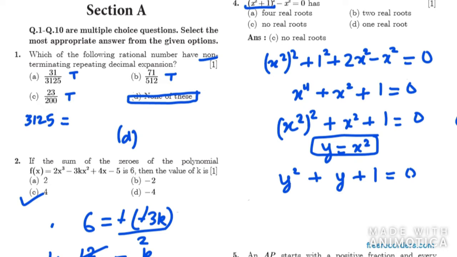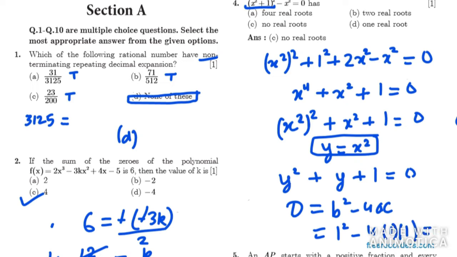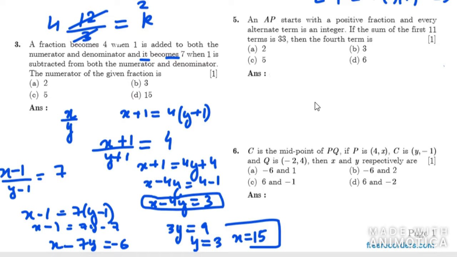Now we can make use of discriminant method like D. So b square minus 4ac. Let's check whether it has 2 real roots, 4 real roots, or no real roots, or 1 real root. So b square, b is 1 square minus 4, 1. So 1 minus 4 is minus 3. Now if the discriminant is lesser than 0, let's start with question number 5. So it says an AP starts with a positive fraction and every alternate term is an integer.